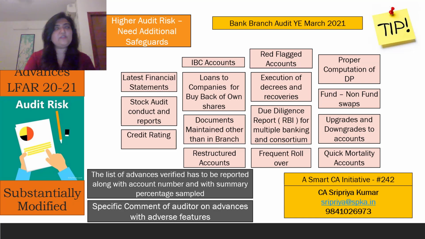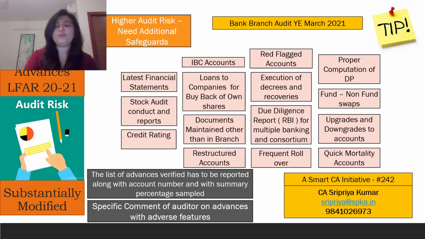The list of advances verified now has to be reported along with the account number, the name, the amount, and the total percentage that you have sampled needs to be reported in the format itself. You as an auditor need to provide your very specific comments on advances with adverse features. And what are some of the most important changes? A very specific comment on latest financial statements, conduct of stock audit and reports, credit rating, accounts which have moved to the NCLT under the IBC process.